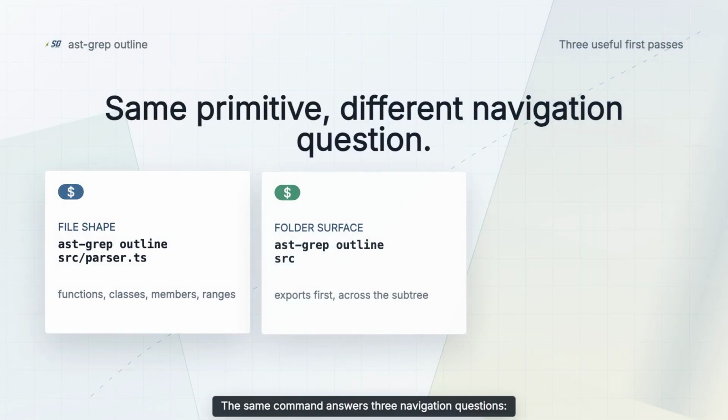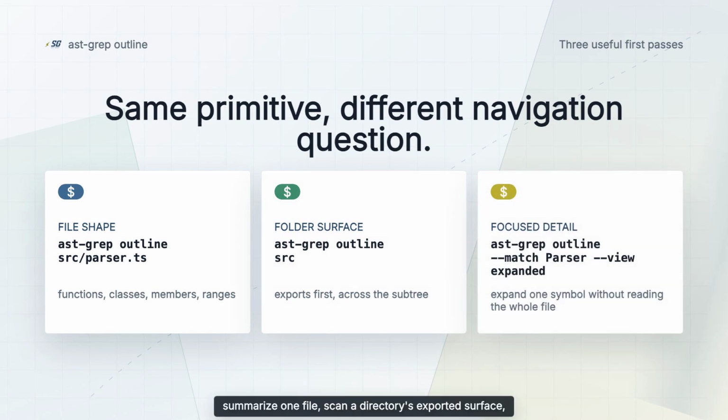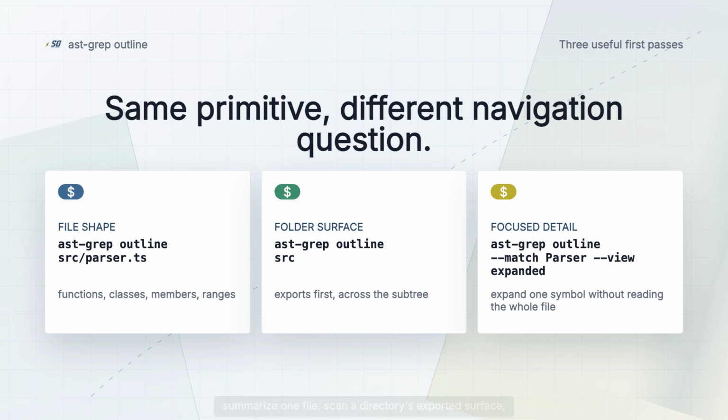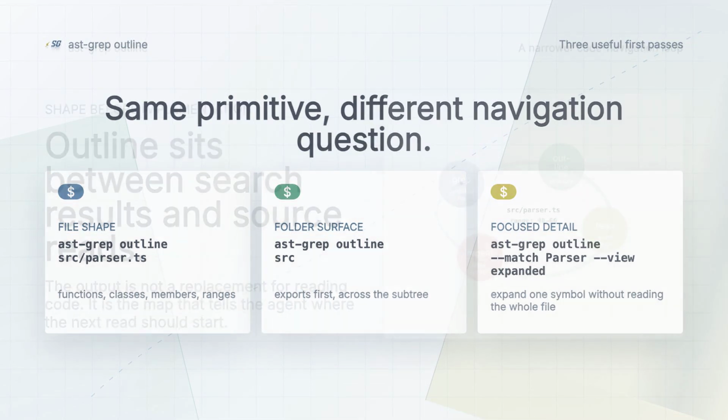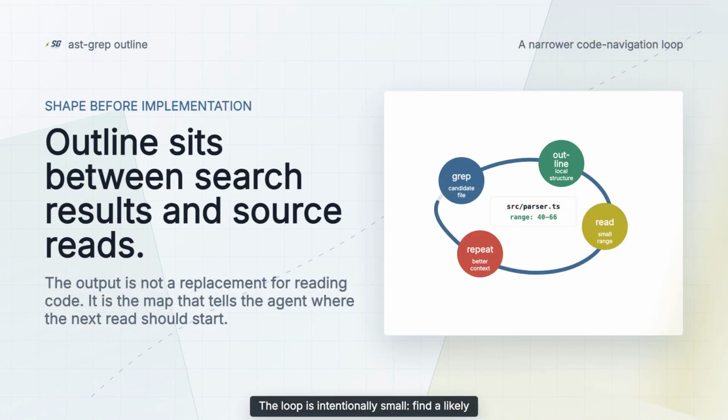The same command answers 3 navigation questions: summarize one file, scan a directory's exported surface, or expand a single symbol when a grep result gets interesting. The loop is intentionally small. Find a likely file, inspect its local shape, read the smallest useful range, then repeat with better context.